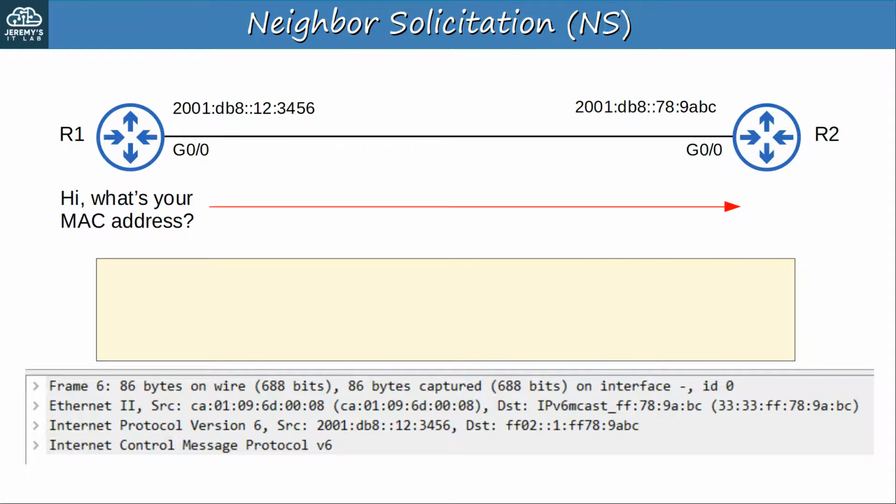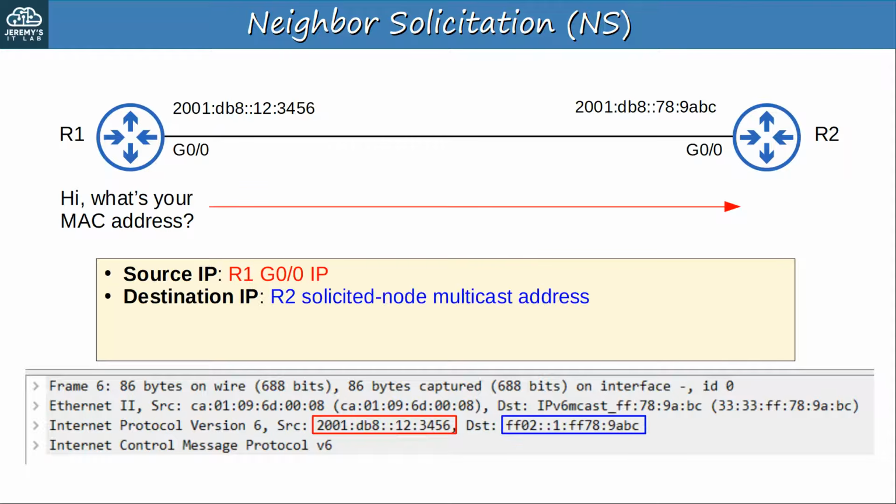Now, to show you how this is different than an ARP request message, let's look at the different addresses in the packet and frame. Below is this message taken from a Wireshark capture, and above I'll explain what each address is. The source IP is R1's IP address. Okay, that's the same as ARP. The destination IP address, however, is R2's solicited node multicast address. How does R1 know R2's solicited node address? Well, it knows the unicast address because I typed in the ping command, and R1 is able to automatically calculate the solicited node multicast address from that.